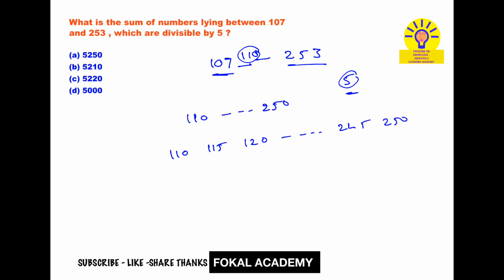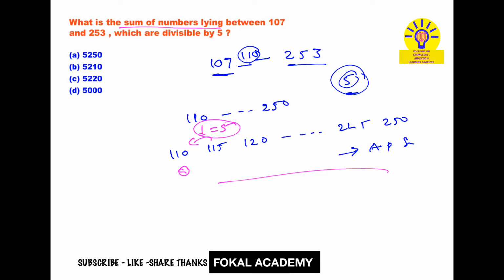So these are the terms which are divisible by 5, and this is an AP series. So this is the first term, and the common difference d is equal to 5. Okay, now we want the sum of all these terms. We know that n by 2 into a plus l. So the first term we know, the last term we know, but we don't know which term it is.